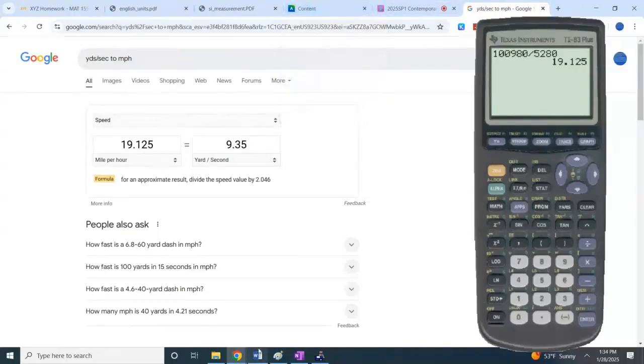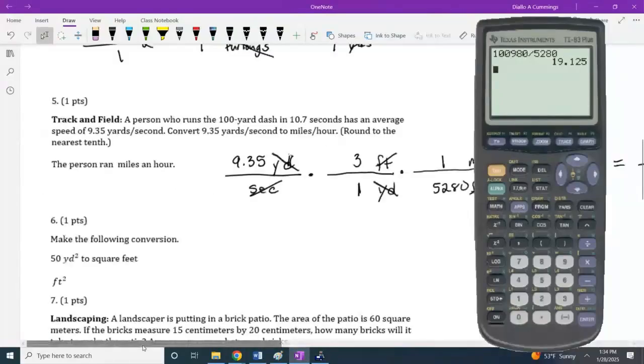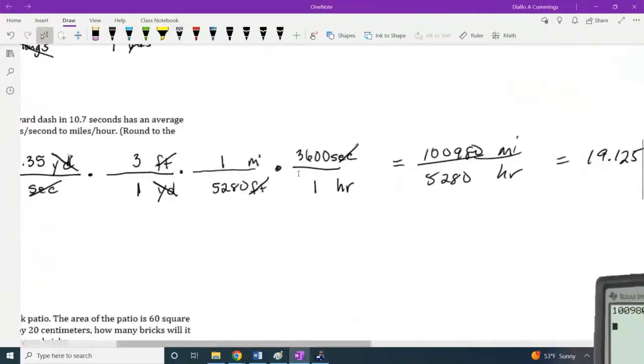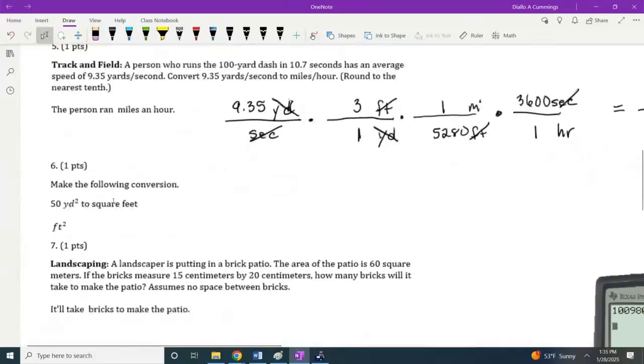All right, any questions about number 5? We had to make 2 conversions. No. 1, 2, 3. We had to make 3 conversions. All right, number 6. It says make the following conversion: 50 square yards to feet.